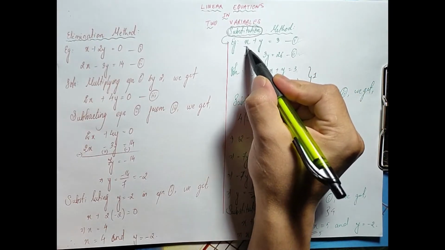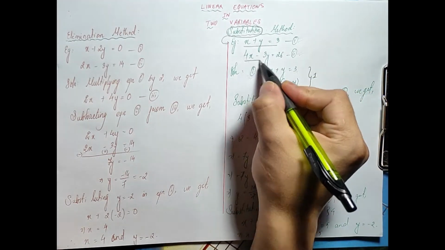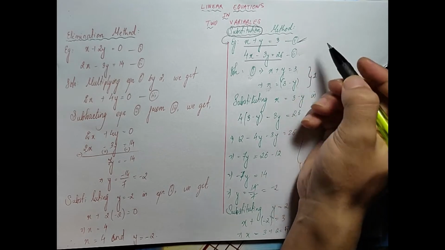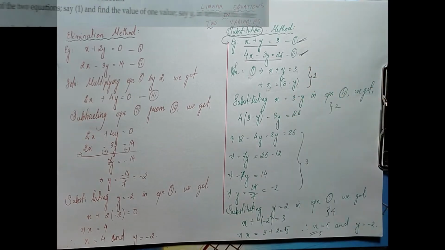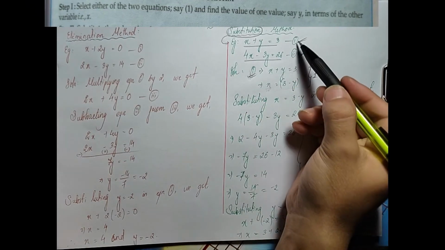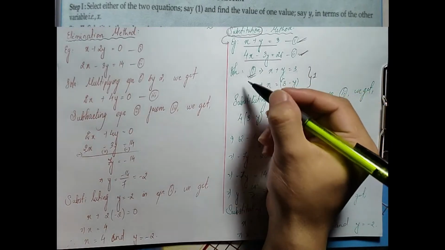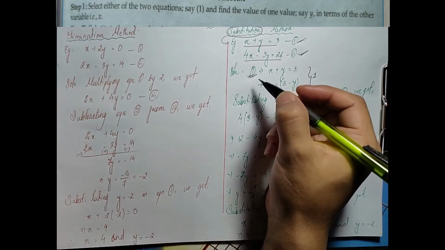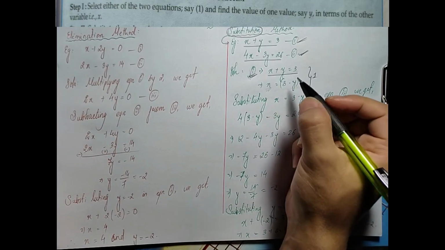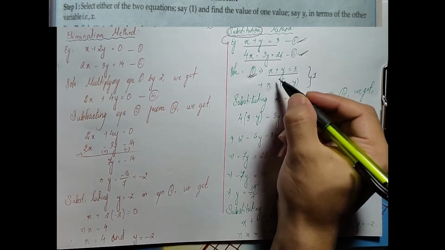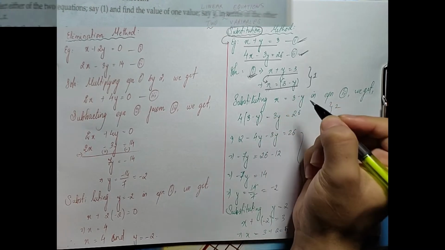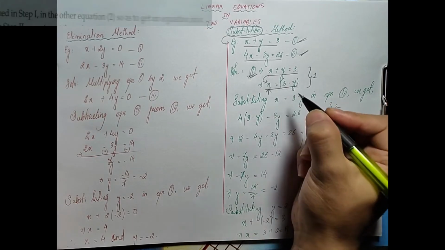So we have the first question, x plus y is equal to 3 and 4x minus 3y is equal to 26. Let's mark it as equation 1 and let's mark this as equation 2. Step 1 says choose any one of the equations. So you can choose either equation 1 or equation 2. Let us choose equation 1 for this question. So we have chosen equation 1, which is x plus y equals 3. Then we need to solve it so that we get the value of one of the variables, let's say x.